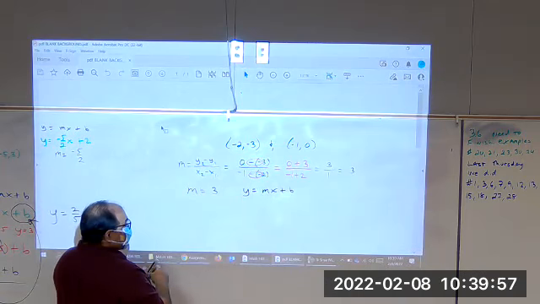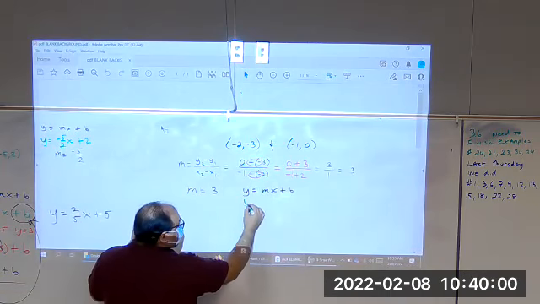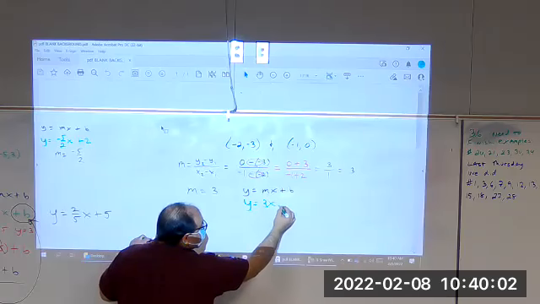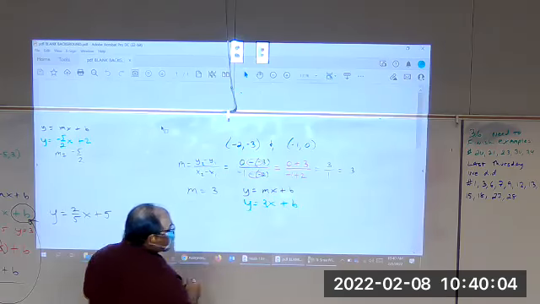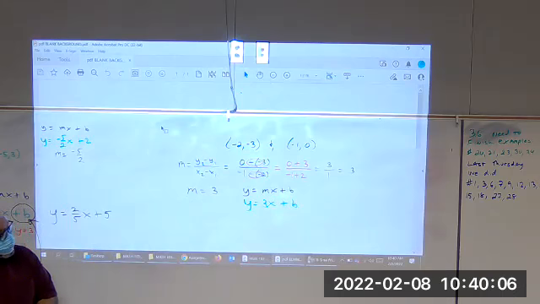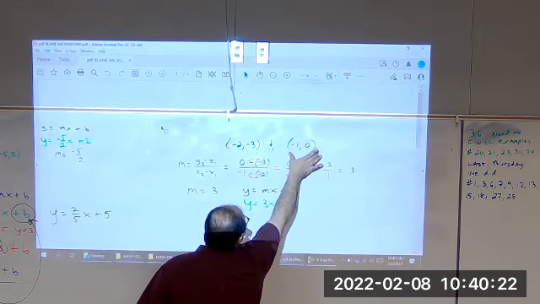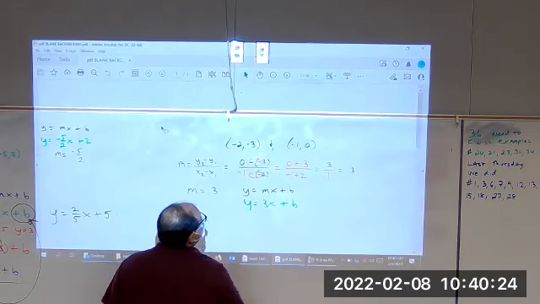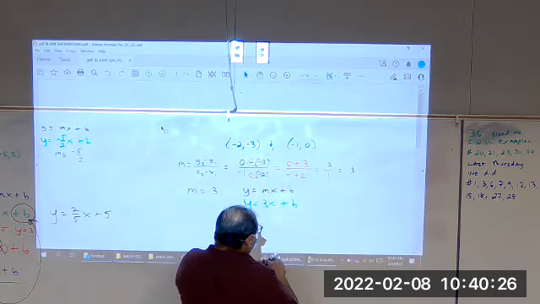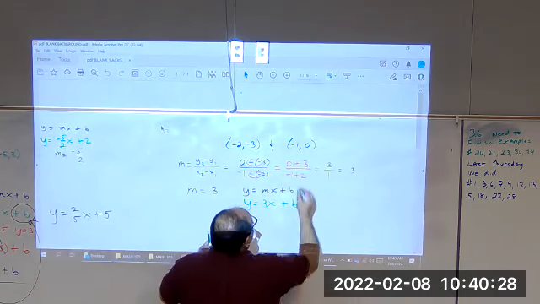Plug in your slope. So we plug in the 3. So y equals 3x. We've just got to figure out the b. To figure out b, you plug in an x and a y. Now you have to make a choice. You have 2 ordered pairs to choose from, the first one or the second one. Which one do you want to use? The second one's a really good choice because you get to plug in 0.